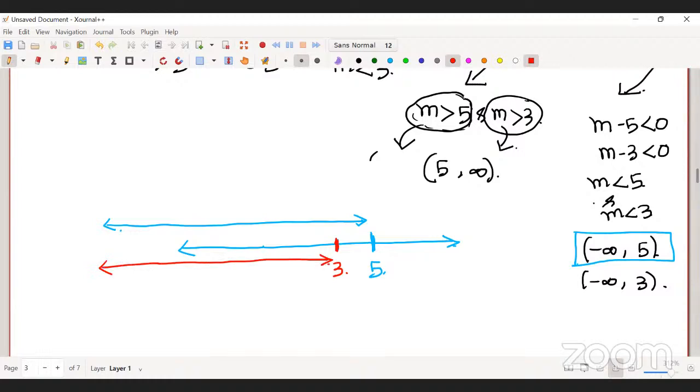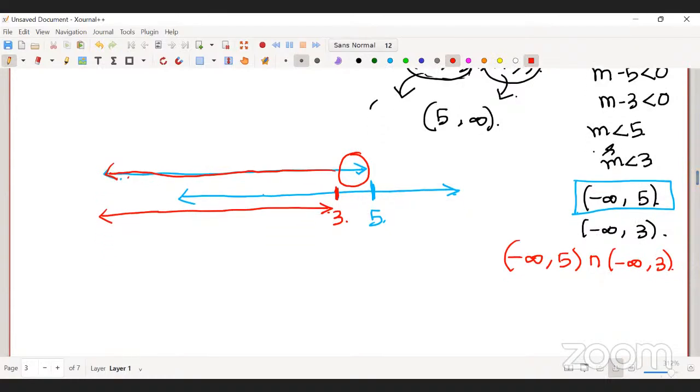So now what is your common region? This part is not common, right? So this part is common. Common means we are taking the intersection: minus infinity to 5 intersection minus infinity to 3.